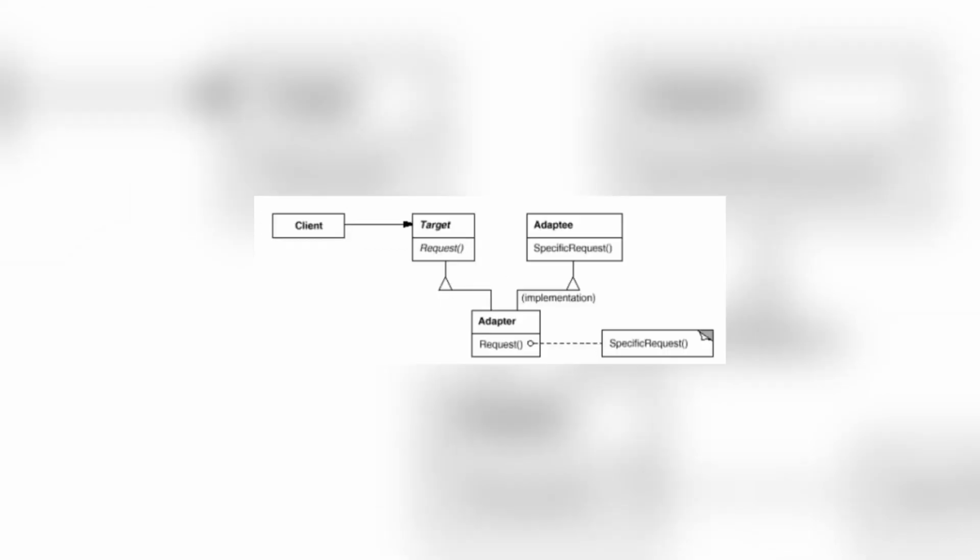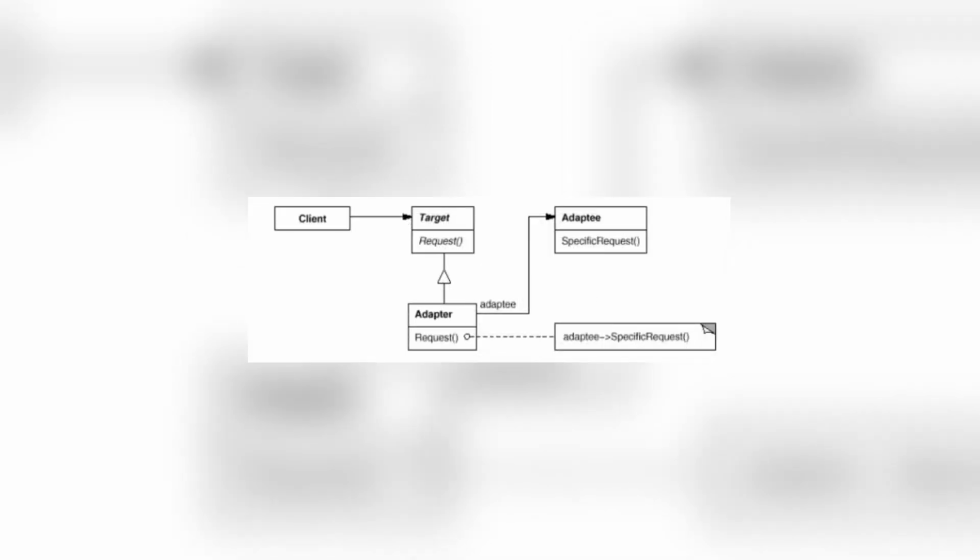Structure. A class adapter uses multiple inheritance to adapt one interface to another. An object adapter relies on object composition. Target defines the domain-specific interface that Client uses. Client collaborates with objects conforming to the Target interface. Adaptee defines an existing interface that needs adapting. Adapter adapts the interface of Adaptee to the Target interface. Clients call operations on an Adapter instance. In turn, the Adapter calls Adaptee operations that carry out the request.